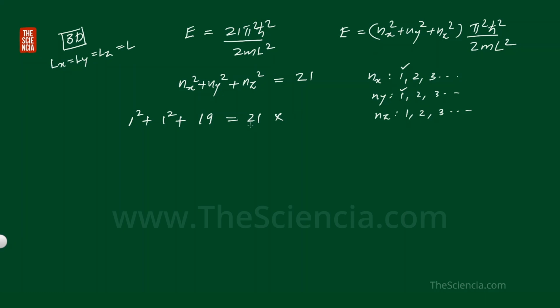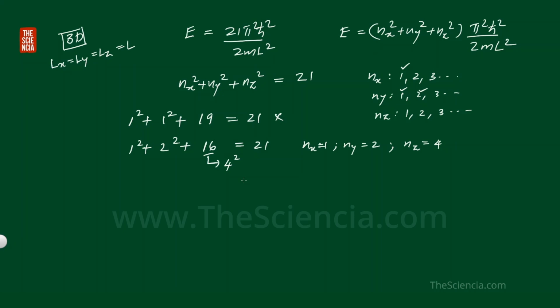Now we can check nx equal to 1 and ny equal to 2, that is 1 square plus 2 square, which is 5. The total should be equal to 21, so the remaining term should be 16, right? And here we can write 16 as 4 square. That means if nx equal to 1, ny is equal to 2 and nz is equal to 4, then we will get the energy 21.